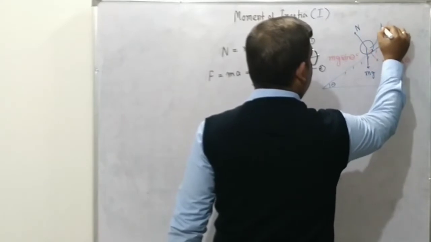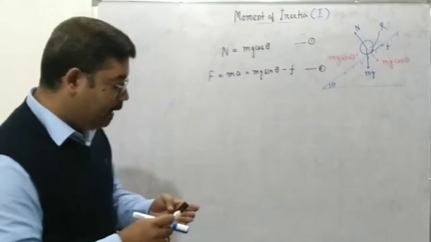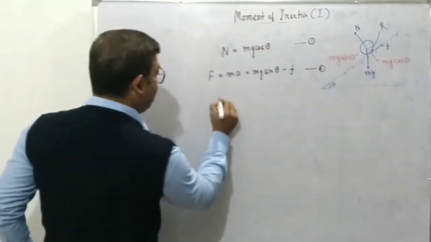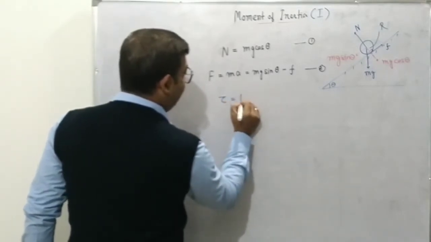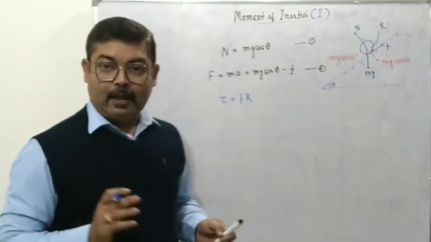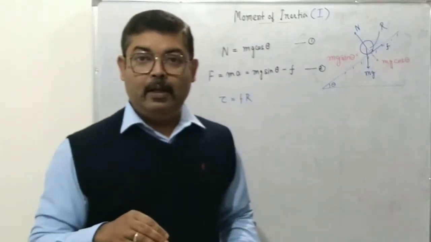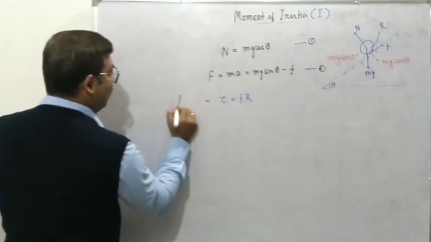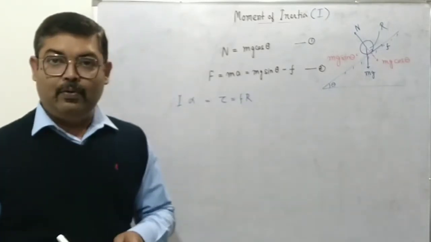Let's say the radius of the cylinder is r. In that case, the torque that will be produced by the friction will be simply tau equals F into r, since the radius vector and the force are at 90 degrees to each other. But for a given rigid body, we know that tau can also be given by, if I is the moment of inertia and alpha is the angular acceleration, then I alpha is equal to tau.